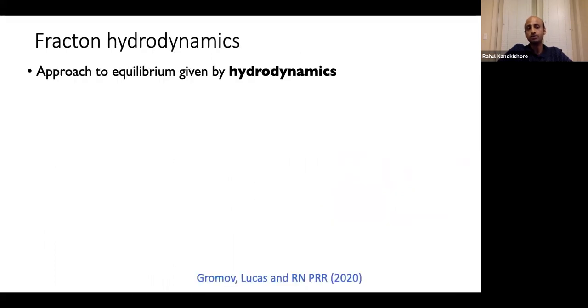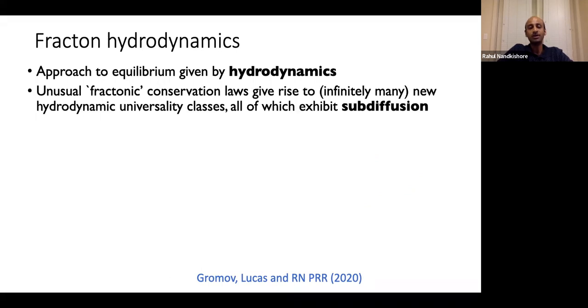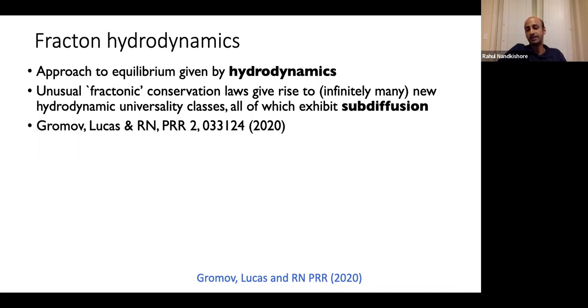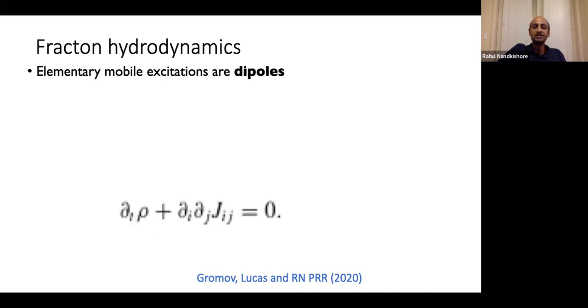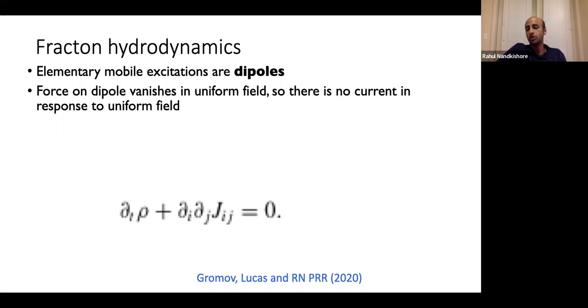But in this fracton problem, you should still expect some kind of hydrodynamics to apply because we've got conserved quantities. But it's not diffusion anymore. Instead, what you find is subdiffusion, which we explained in this paper here. And the easy way to see this is that the elementary mobile excitations are dipoles. And dipoles don't feel any force in a uniform field. So the conductivity of the system must vanish. And if you're thermalizing, then there's an Einstein relation. And so conductivity vanishing means that the diffusion constant must vanish also. So the approach to thermal equilibrium must be slower than diffusion.